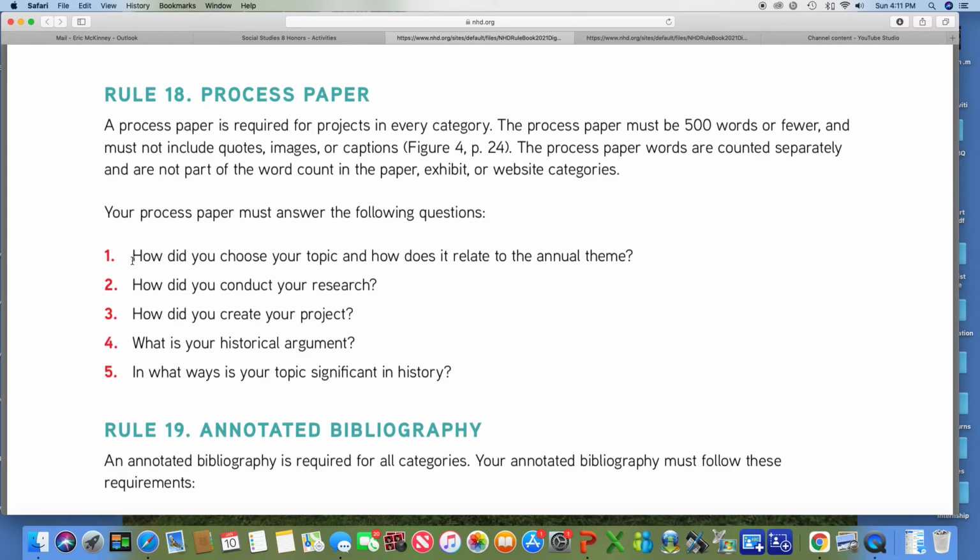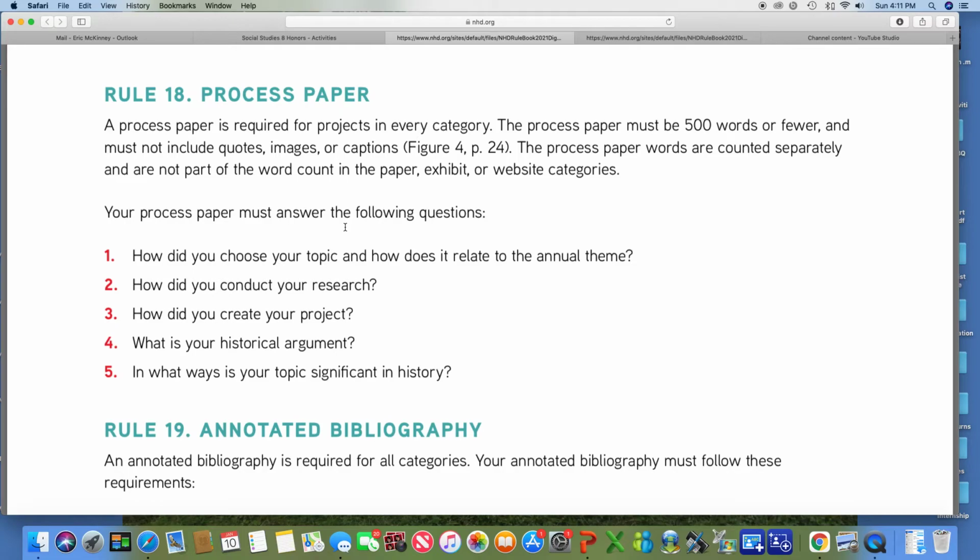You can do first person in this. So I chose my topic, and here's how it relates. You are not putting any quotes, any captions in the process paper. It is a paper on how you went through the process of creating your project. So there's the outline for the process paper.